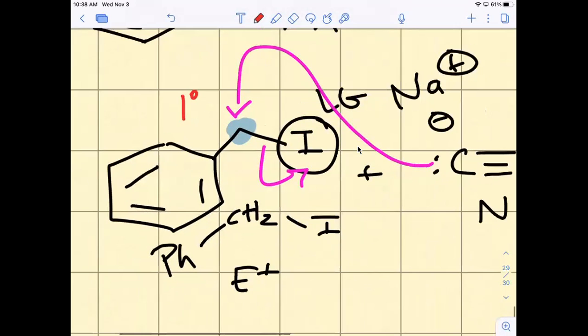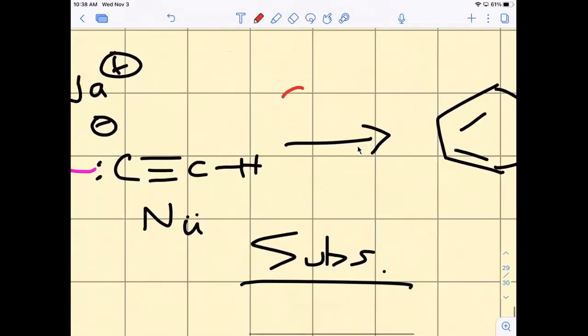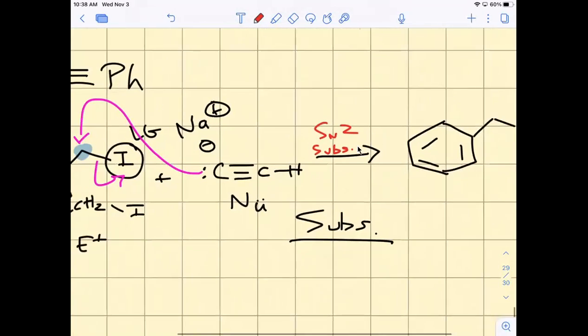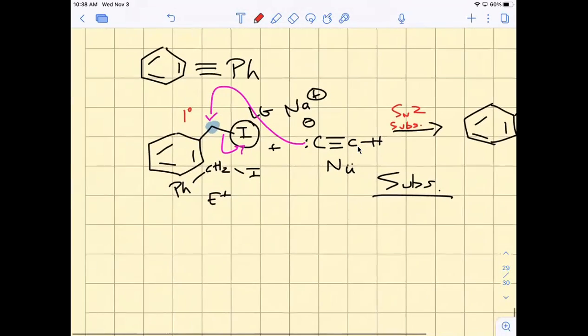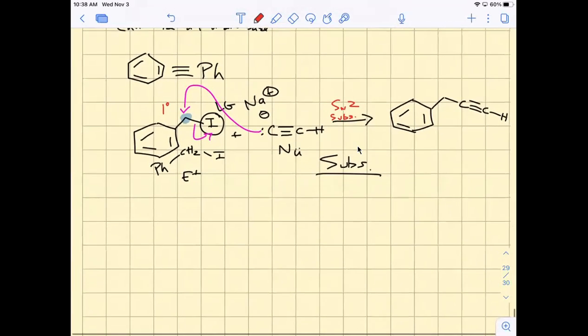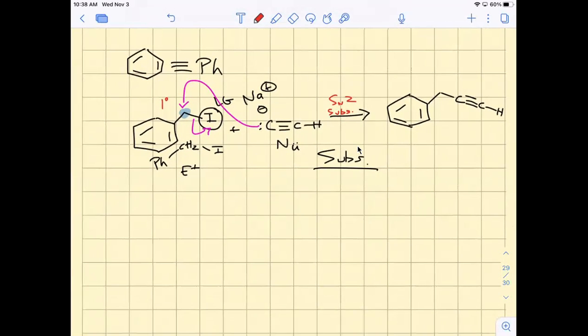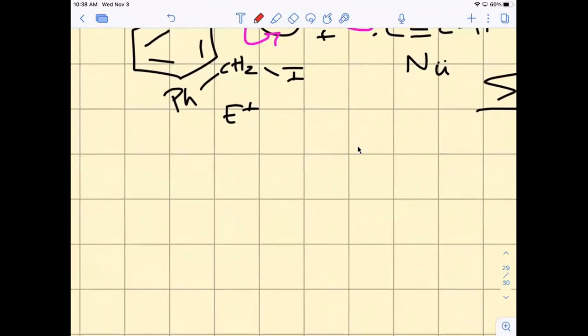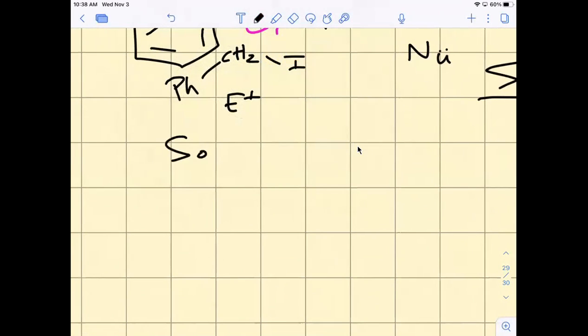right? And this is SN2 substitution. All right. The thing about the acetylide anion is that if it's attacking a primary carbon, it's going to do substitution. But if you have a secondary or a tertiary carbon, it's going to act as a base and do elimination. So like if this was, I'll write it down here. It's not a part of the example, but I might as well talk about it while we're here.